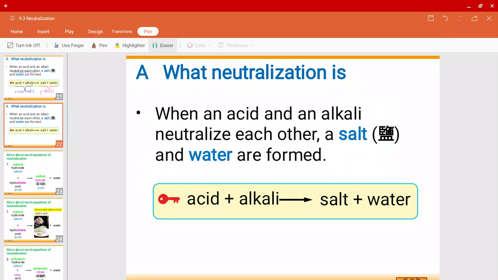Mr. Harris here, and welcome to a new video of chapter 9.3. In this video, we're going to talk about more examples of the word equation that we learned about neutralization, and I'll also introduce you to a concept of conservation of mass.